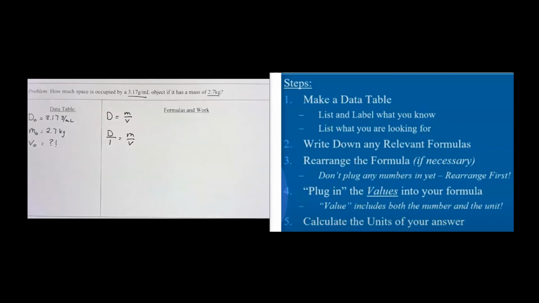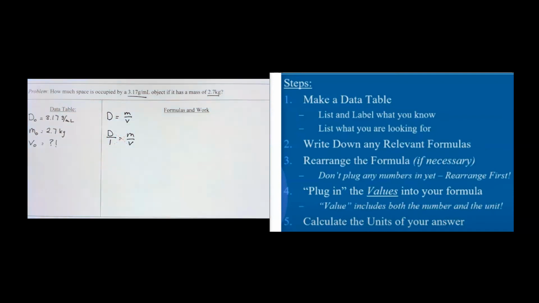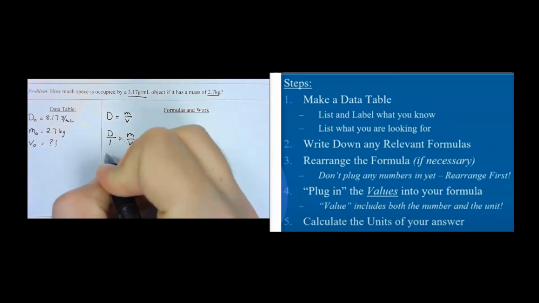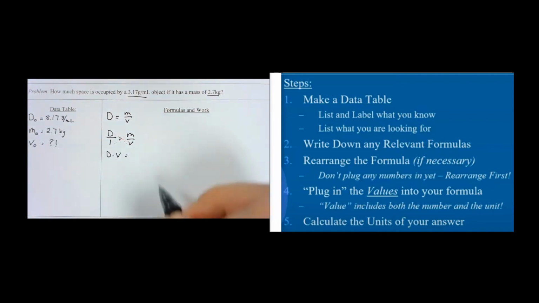But if you want to clear that fraction out, what's a way to simplify that where you have a fraction equal to another fraction? Well, you can cross multiply. So let's see what we end up with here. If I cross multiply, I have D times V equal to M times 1, which is just M. This is another version of the density formula that you'll use at some point in time.